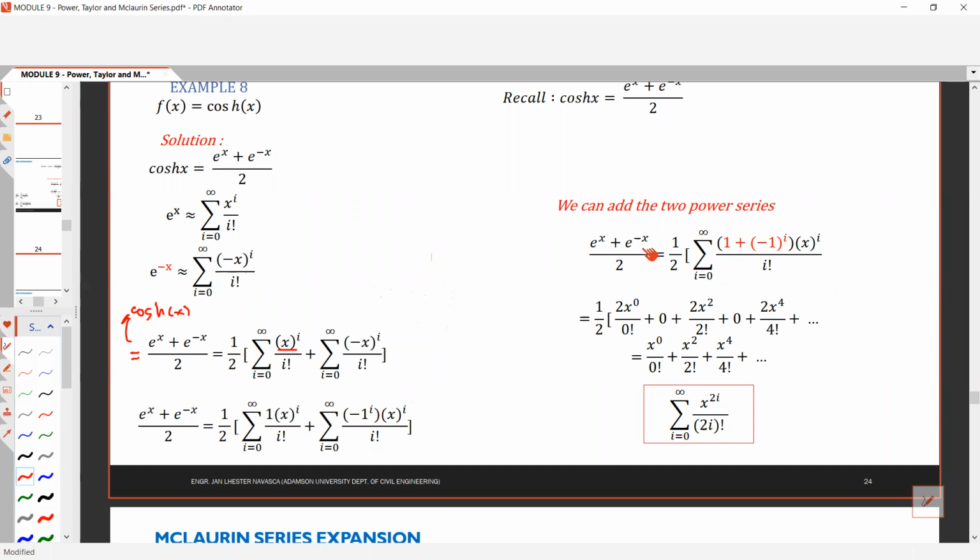Okay? So, ito na siya. So, ito na yung answer mo. Okay? Ito na yung answer mo. Pwede na yan. However, if you want a more simplified version, mas simplified yung terms, so expand mo siya. Expand mo siya ng konti.